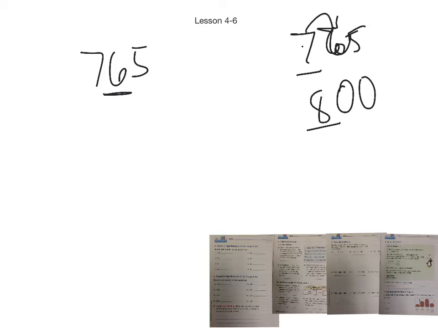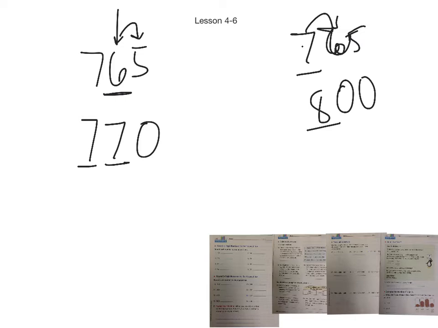Here, you would make the 7 fall down because it's before the digit we're rounding, and then we'd do something with the 6. We'd either go up or we'd stay the same, and the last digit would be a 0. So if you look at 6, next to it is a 5. That tells you that it's 5 or up. You go higher.